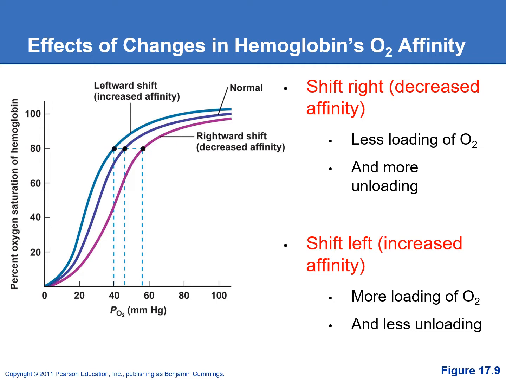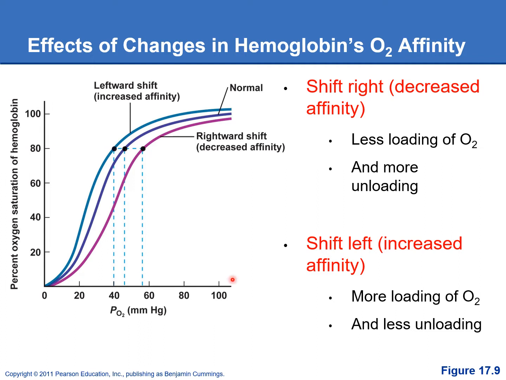If the curve shifts to the left, we're going to increase hemoglobin's affinity for oxygen. So it's going to bind to the oxygen much better. So you're going to be able to load more oxygen in the lungs, but you're not going to be able to unload as much oxygen in the tissues.